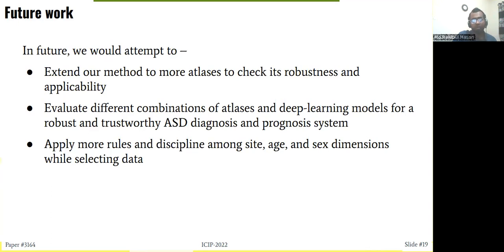And also, as we found that several geolocations' data have outliers, what if we apply more rules and discipline while selecting the data? If we apply more rules and discipline among site, age, and sex dimensions while selecting the data, we believe we can have a more robust and trustworthy ASD diagnosis model.